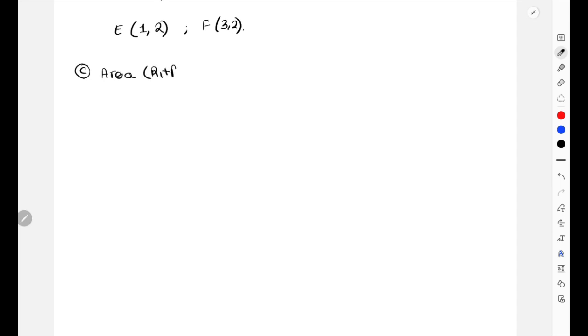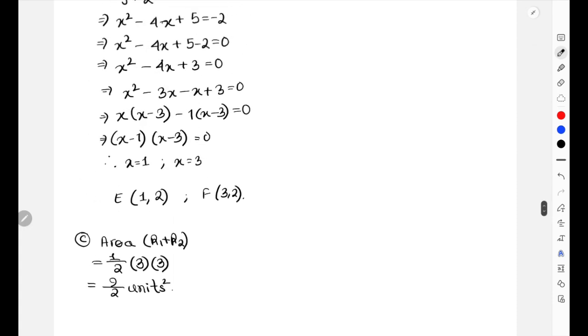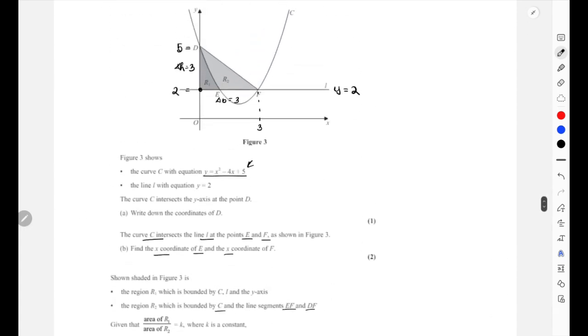Area for R1 plus R2, this is the total area. So half times 3 times 3, which is just 9 over 2 unit square. Okay. Now this is your value for the total area. Now we will use the integration to find out the area for the graph of region R.